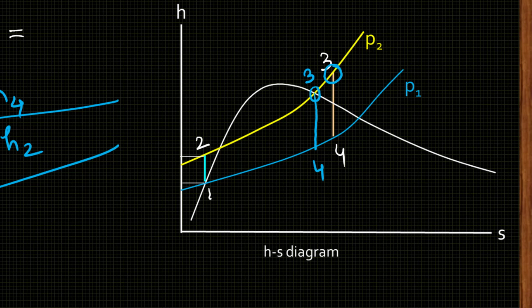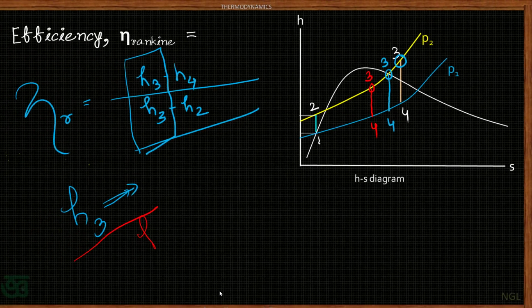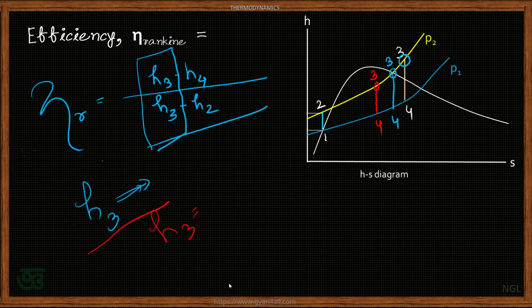And this may also be wet steam. If it is wet steam, the point 3 will be over here and this will be point 4. The value of H3 has to be calculated like this: Hf plus X into Hfg.